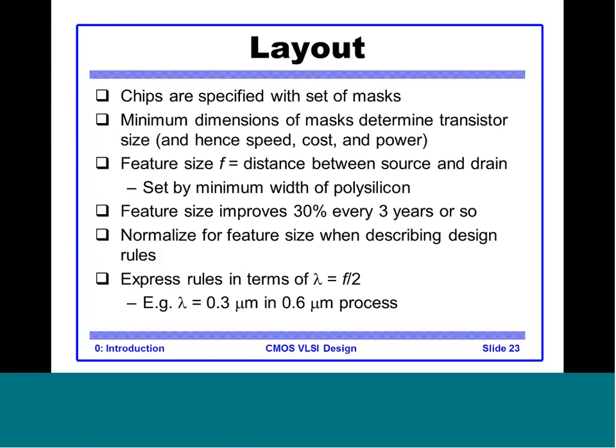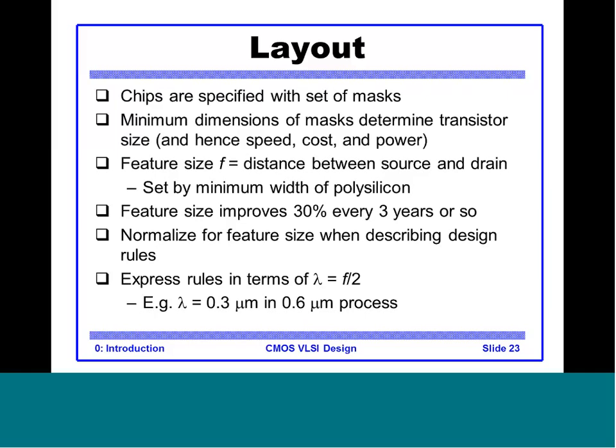There is a very important term called feature size F, which is the distance between source and drain. It is determined by the minimum width of polysilicon. It is also called the channel length. Usually, it is seen that feature size improves 30% every 3 years or so.